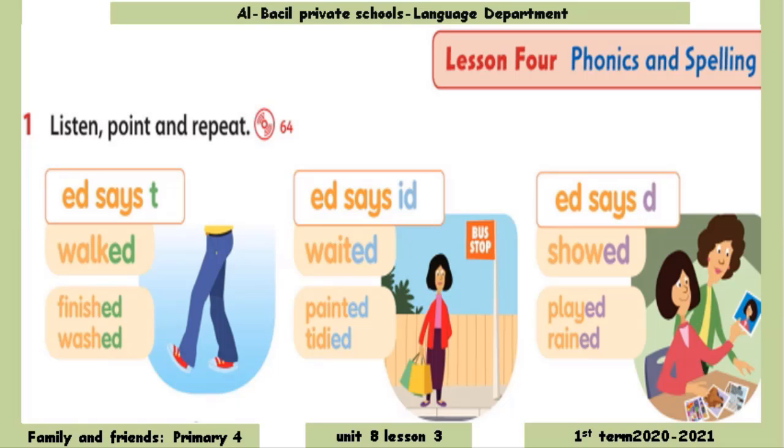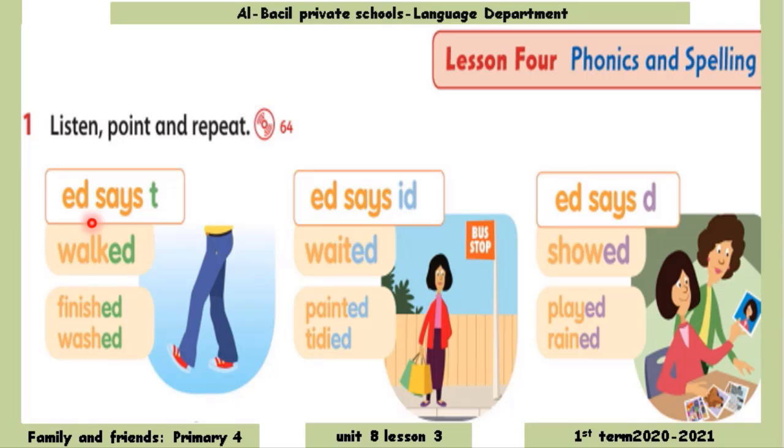Open page 65, number 1, listen, point and repeat. Listening 64, listen and point. ED says T: walked, finished, washed. ED says ID: waited, painted, tidied. ED says D: showed, played, rained.